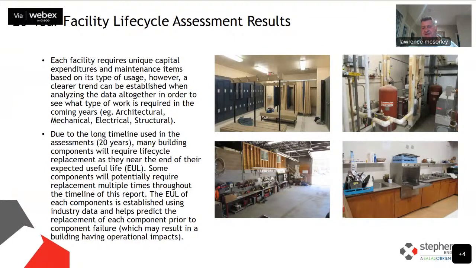So each building has unique capital needs. Like the aquatic center, the lockers have a tendency to rust out because of the moisture. So those are unique to that building.